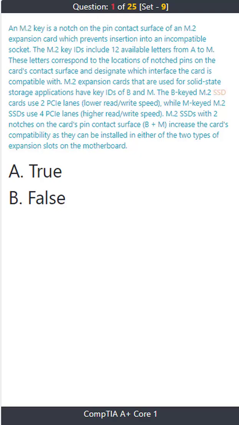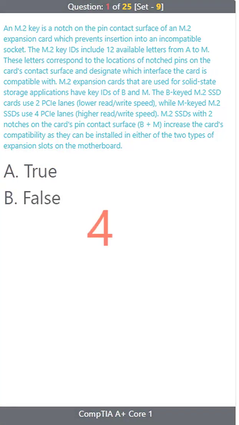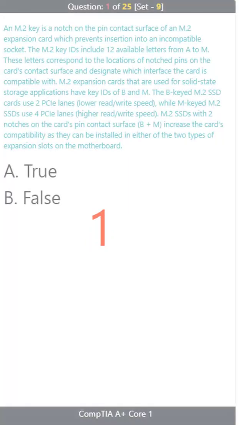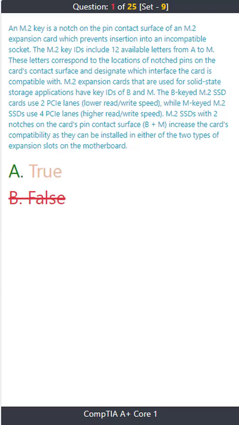The B-keyed M.2 SSD cards use 2 PCIe lanes, lower read/write speed, while M-keyed M.2 SSDs use 4 PCIe lanes, higher read/write speed. M.2 SSDs with 2 notches on the card's pin contact surface, B and M, increase the card's compatibility as they can be installed in either of the 2 types of expansion slots on the motherboard. A true. B false. The correct answer is A true.